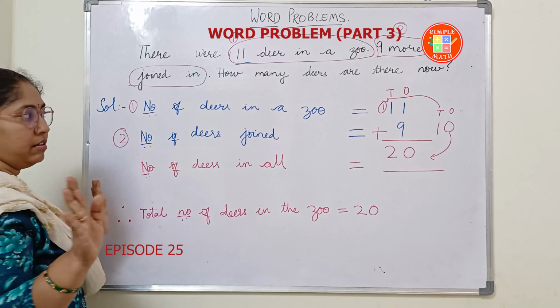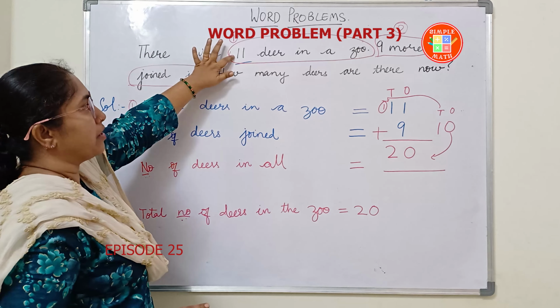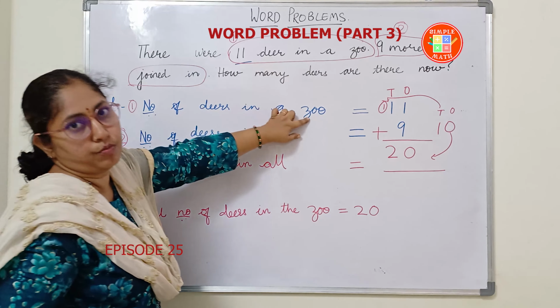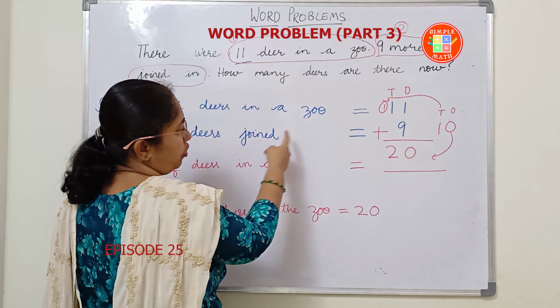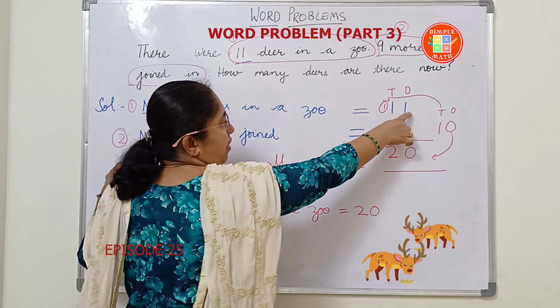So 11 deers in the zoo. There are 11 deers in the zoo. So we will write, this is the number. So we will write number of deers in the zoo. Then the second statement will be 9 more joined in. The second statement will be number of deers joined, or you can write joined in also. Then write 9. So we have to write the numbers and arrange them one below the other.